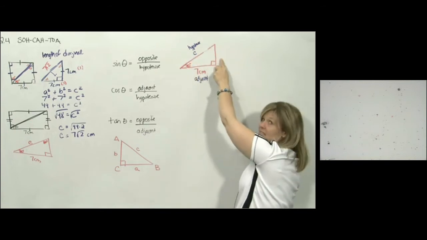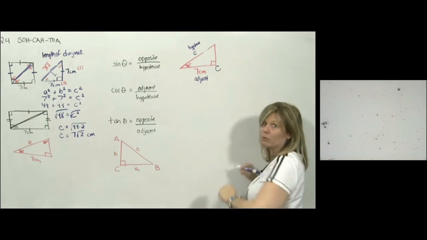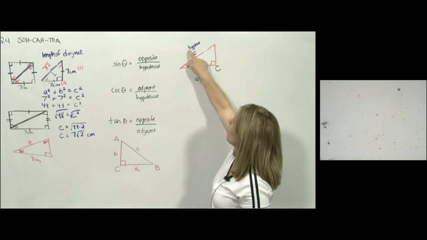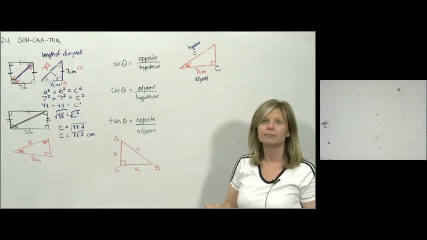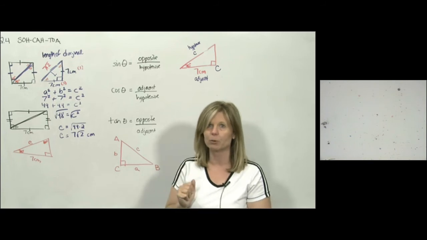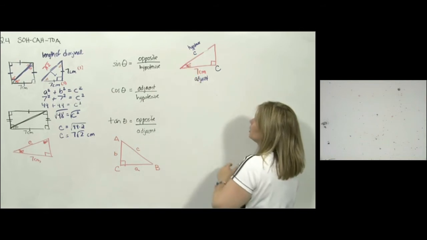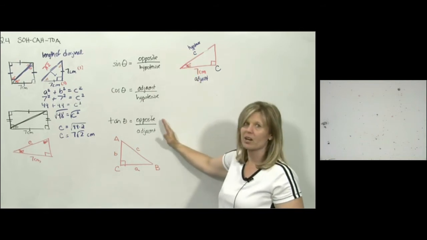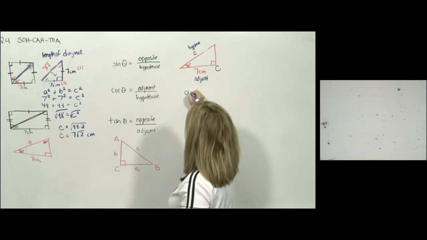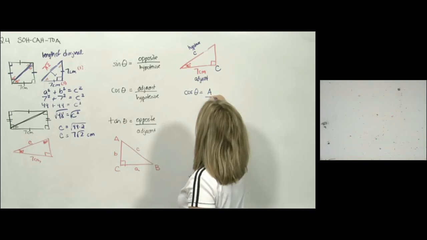I don't care about that side. I know nothing about that side and I'm not trying to find it. Leave that side alone. I was given this side, so I'm going to label it, and this is what I want to find, so I label it too. So in your picture, you should have an acute angle and two sides labeled with words. Now I look: if I have hypotenuse and adjacent, which trig function am I going to use? I'm going to use cosine. So I'm going to write that rule: cosine theta equals, and you can abbreviate, A over H.